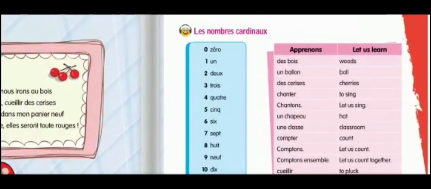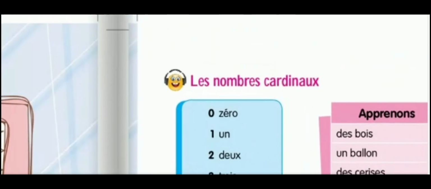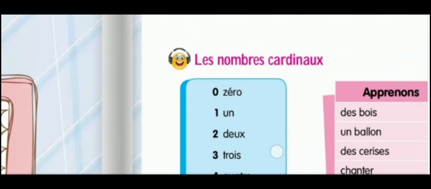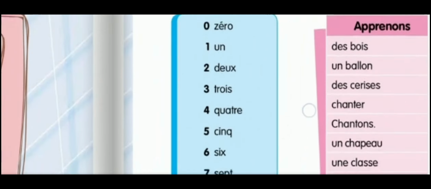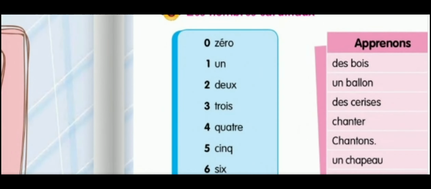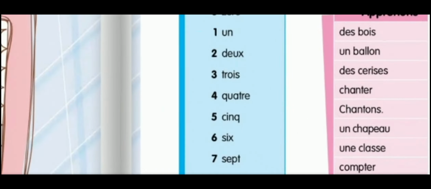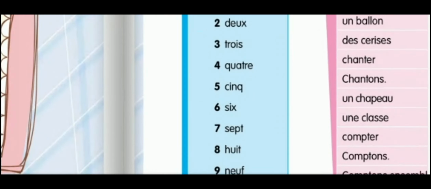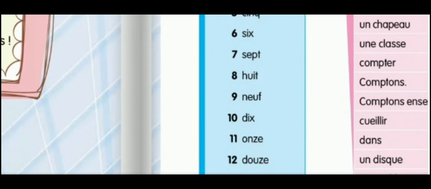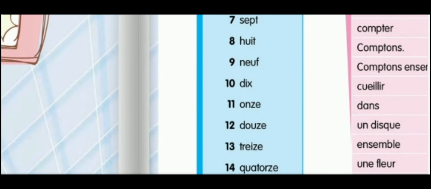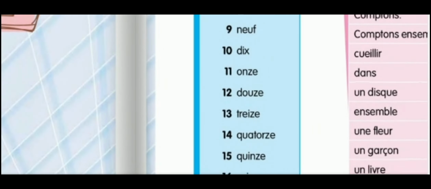Here we have the vocabulary table that I told you earlier and the numbers, the cardinal numbers. So they start from 0. We'll pronounce it one by one. 0 is zéro, 1 is un, 2 is deux, 3 is trois, 4 is quatre, 5 is cinq, 6 is six, 7 is sept, 8 is huit, 9 is neuf, and 10 is dix.